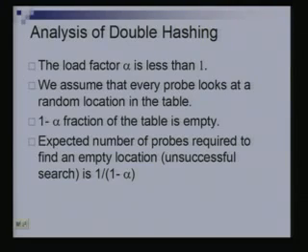If 1 minus alpha fraction of the table is empty, then suppose my search was an unsuccessful search. What does an unsuccessful search mean? That the element is not in the table. When does an unsuccessful search stop? When I get an empty location. So how many probes will be required before I get to an empty location?